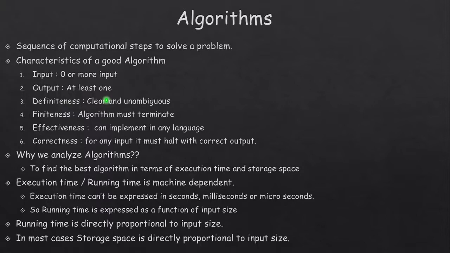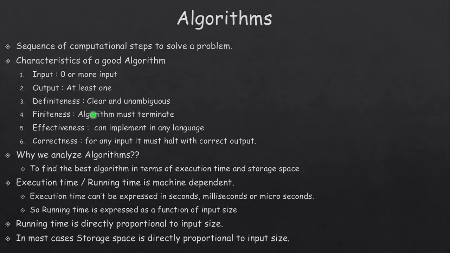Next is definiteness. It must be clear and unambiguous. So the algorithm must be clear and unambiguous. So what do you mean unambiguous? For example, if in the algorithm there is a condition, I greater than 0 and I less than 0. That is not possible. I can't be greater than 0 and less than 0 simultaneously. So if there is some statement like I greater than 0 and I less than 0, it is an ambiguous statement. So the algorithm must be unambiguous.